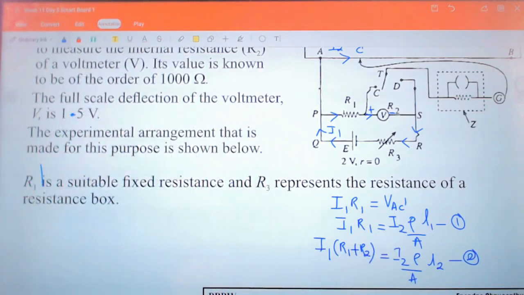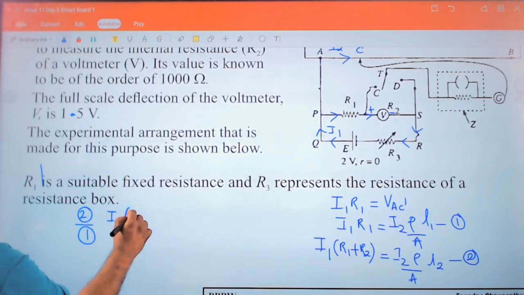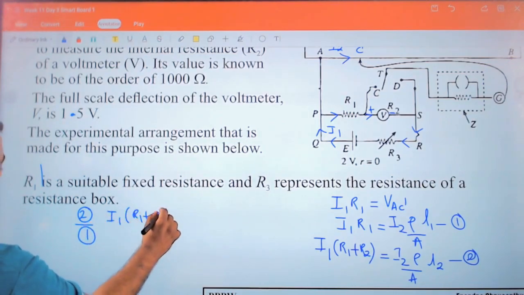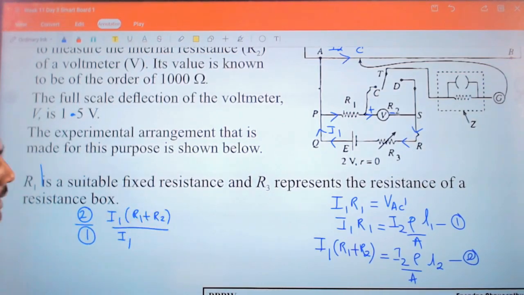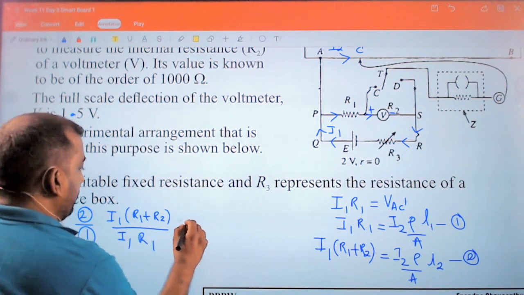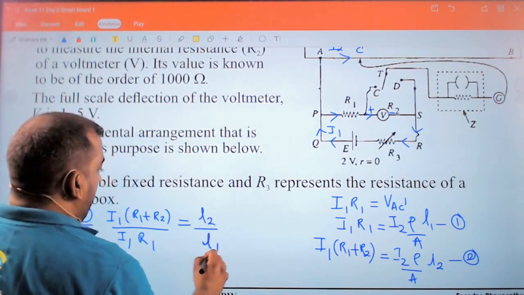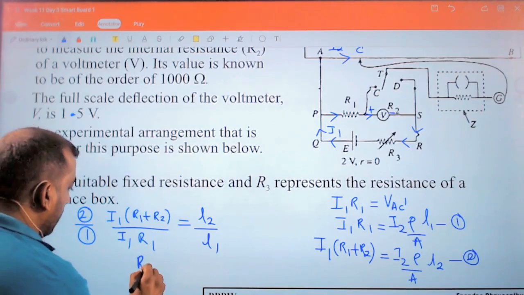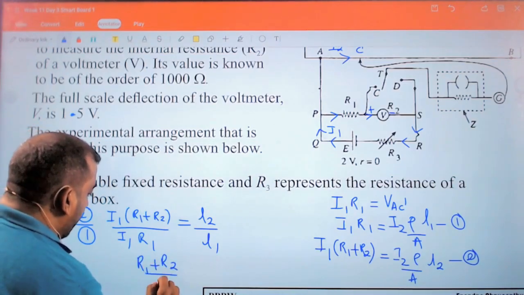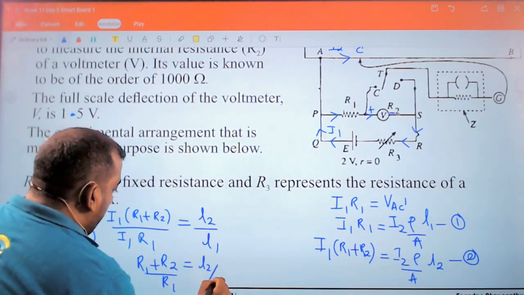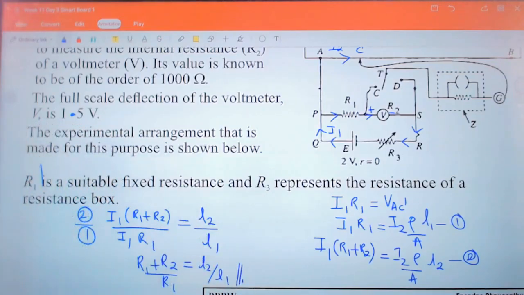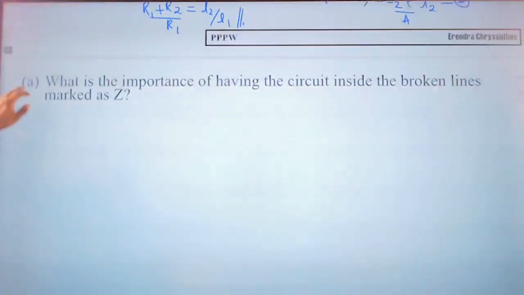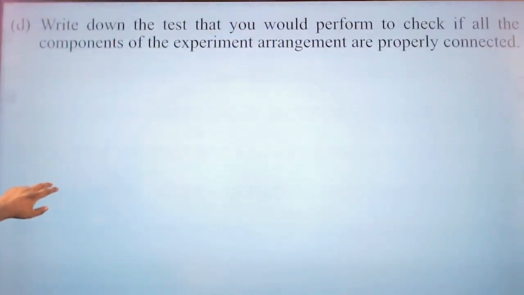Right. Now you divide the second equation by the first. I1 R1 plus R2 divided by I1 R1 equals L2 divided by L1. R1 plus R2 divided by R1 is L2 divided by L1. There you go. L2 divided by L1. So I found the relationship there.